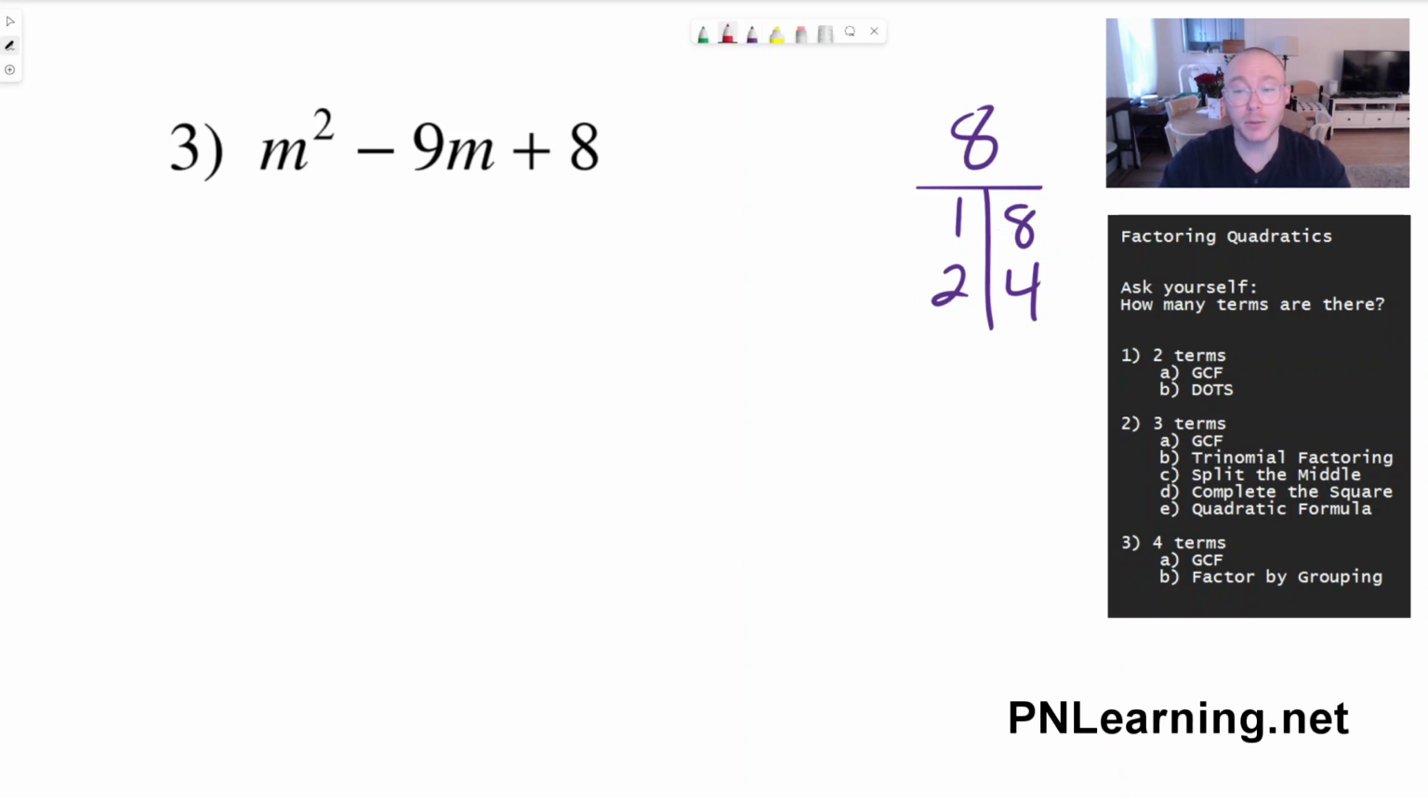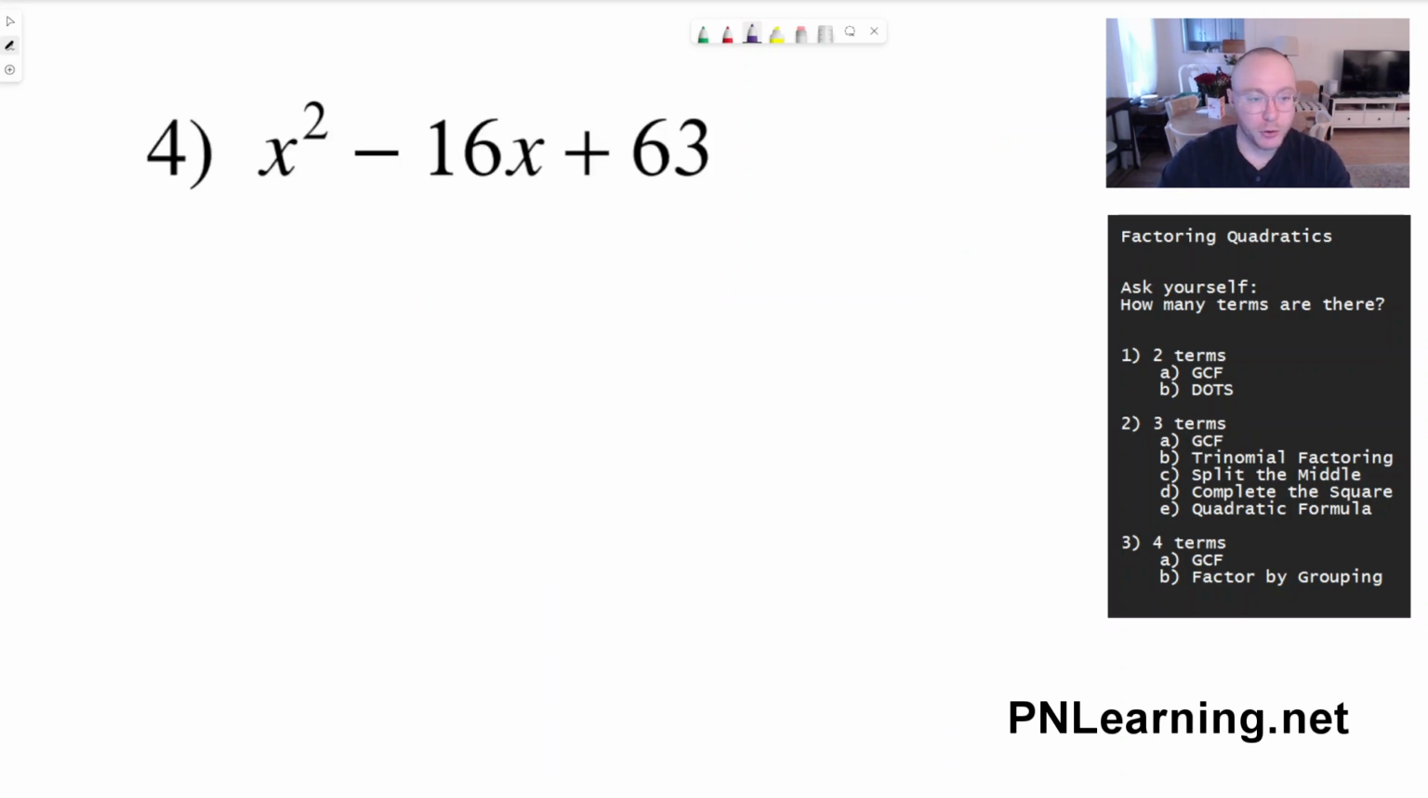1 and 8 add up to 9. If we want to make them add up to negative 9, we can simply make them both negative. Those are going to be your factors, and we'll write this as m minus 1, m minus 8. And you're done with that one. Okay, here's number 4.